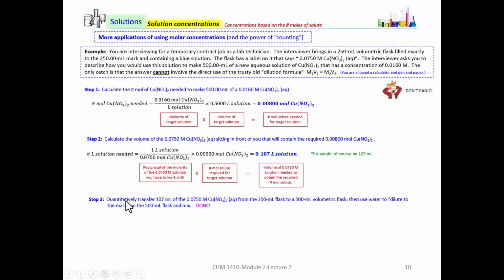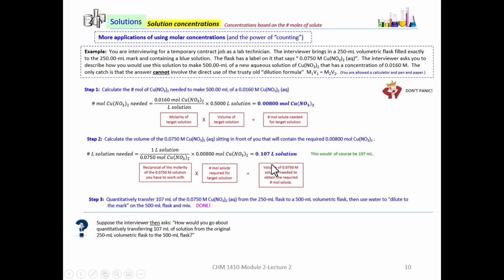So what you would do is quantitatively transfer 107 milliliters of the 0.075 molar copper nitrate from the 250 flask over to the 500 milliliter flask, and then use water to dilute to the mark on the 500 milliliter flask and mix, and you're done.